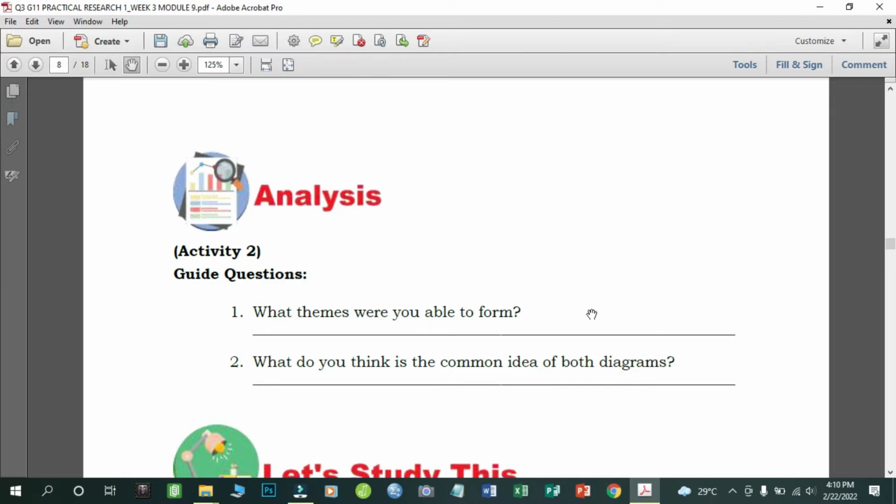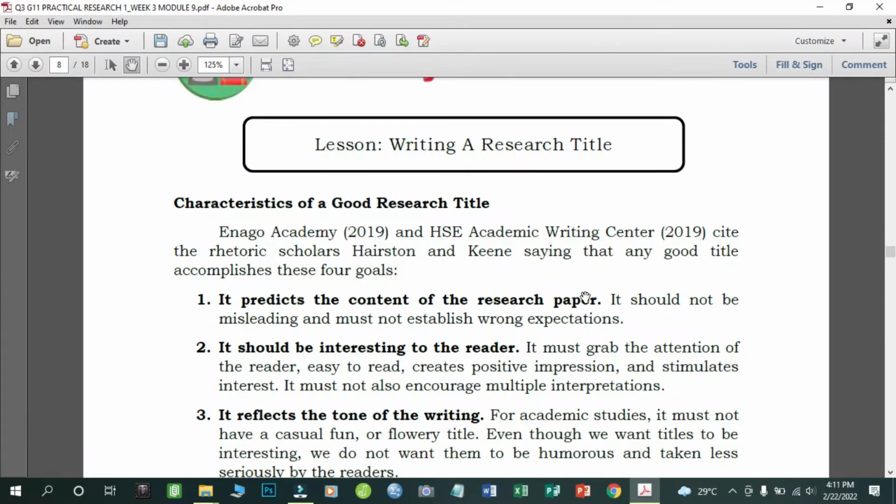And number 4, it contains important keywords that will make it easier to search. Keywords should let you introduce a topic, problem, or solution. Keywords should not distract or disturb the reader and must not be difficult for others to understand. So take note of this. Avoid using jargon or highfalutin words in making your title.